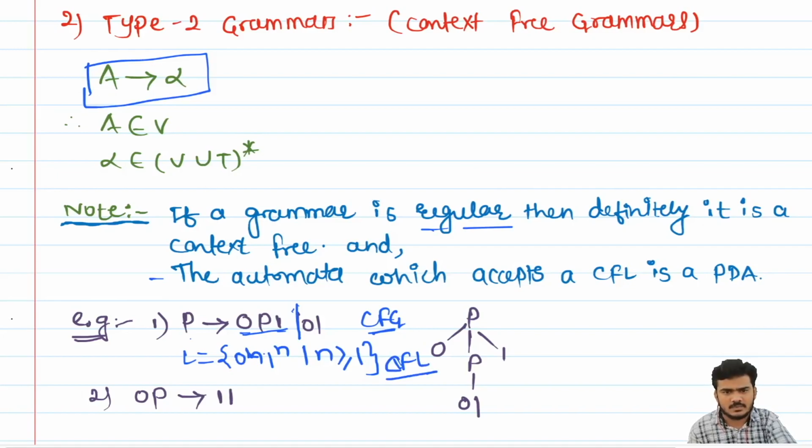Let's take this second example. Here 0P produces 11. One strict rule about the context free grammar is that on the left side of A produces alpha, compulsorily we need a single variable. But here on the left side we have one variable and one terminal. Since these two things are there, this is not a context free grammar.